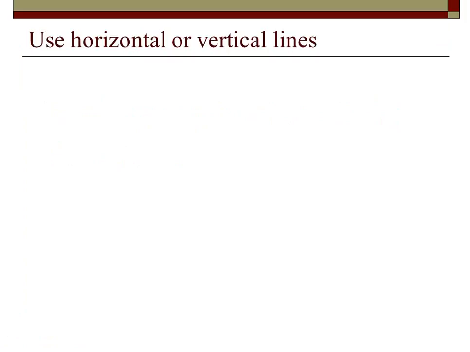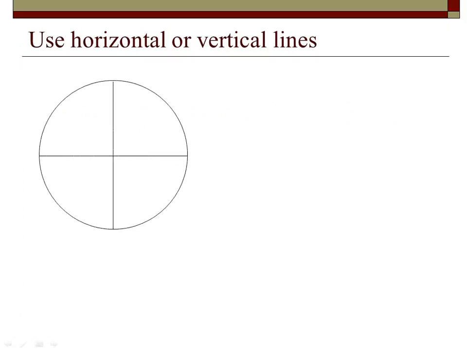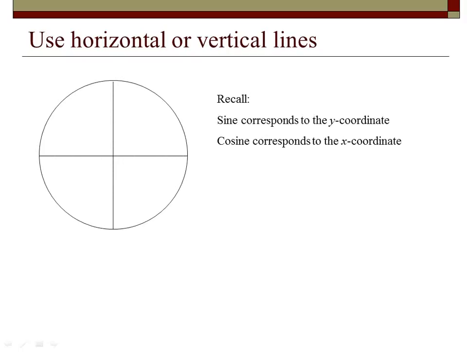So the idea is to use the unit circle and use horizontal and vertical lines. When I have my unit circle, I have to remember that the sine is the y-coordinate and cosine is the x-coordinate. So if I'm working with a sine equation, I want to use a horizontal line because that's where y equals the same values. If I'm using the x-coordinate, I want to do a vertical line. So let's take a look at an example here.